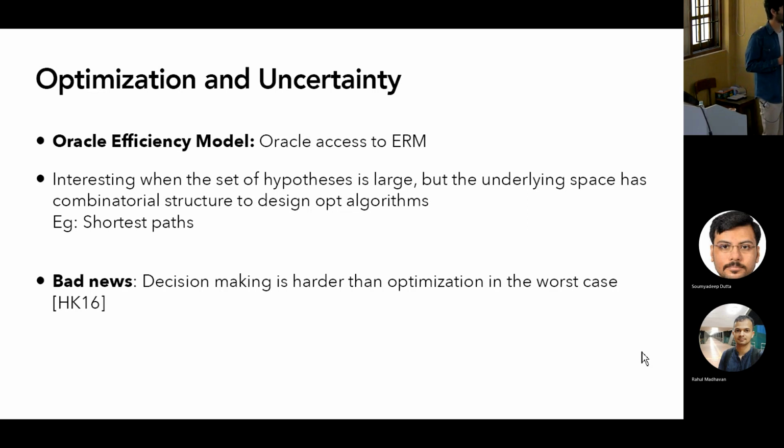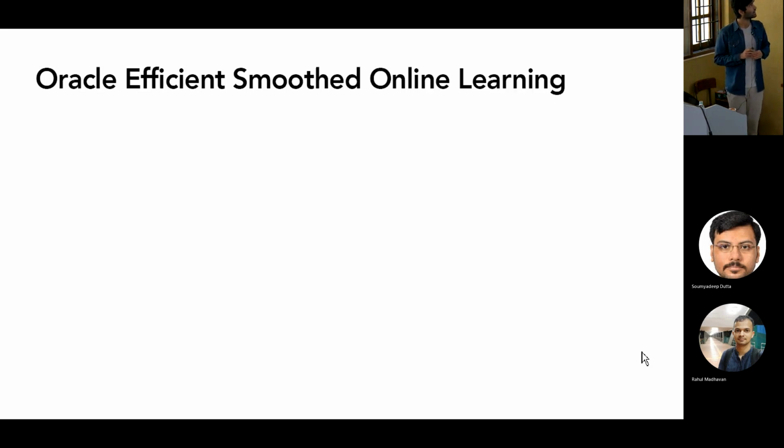The unfortunate thing is that decision making is objectively harder than optimization, in the sense that even given oracle access to ERM, you can show strong lower bounds saying that you can't achieve low regret in the setting. So optimization is easy, but decision making is harder than optimization in that sense. Are there any other questions? And yeah, these are strong query complexity lower bounds.